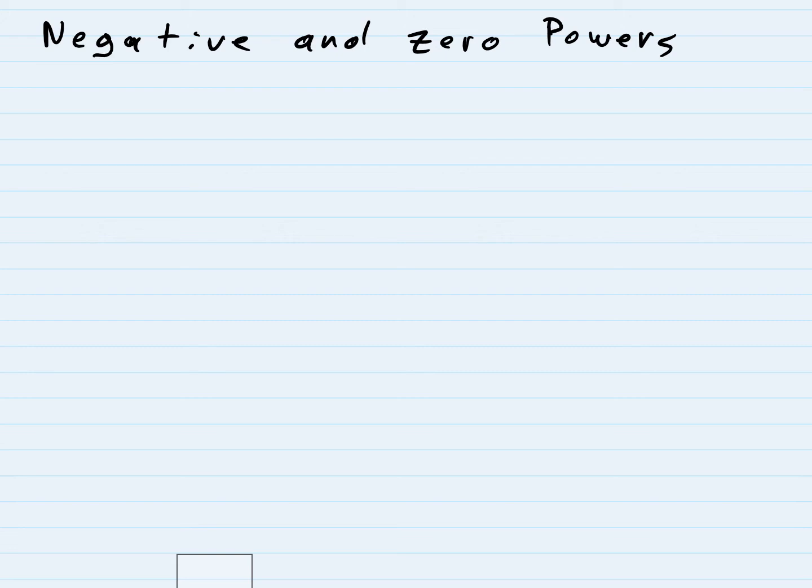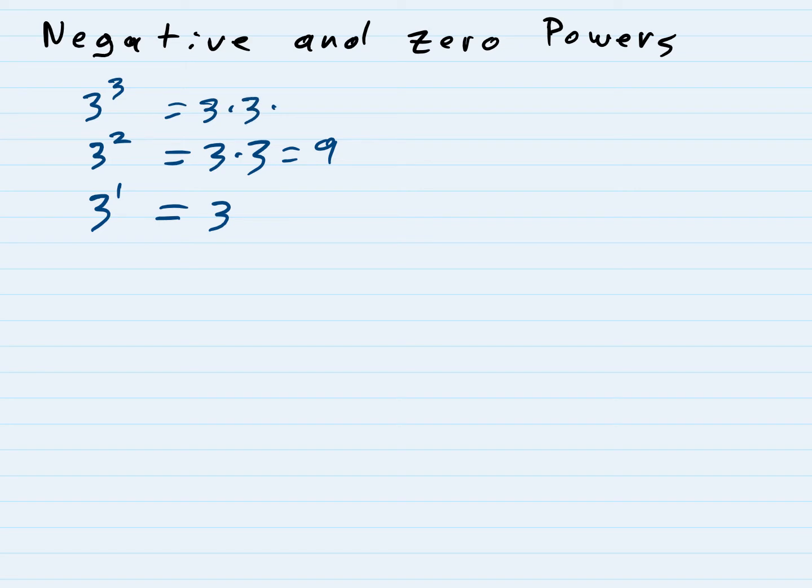Hello. In this video, I'm going to concentrate on the ideas of negative and zero powers. And I think it's helpful if we start with something that we're already more familiar with, and that's positive powers. So just to give us an example here, 3 to the first power we know is just 3. We usually don't write that first power. And our other positive exponents, such as 3 squared, would be 3 times 3, which is 9, and 3 to the third power would be 3 times 3 times 3, which is 27.